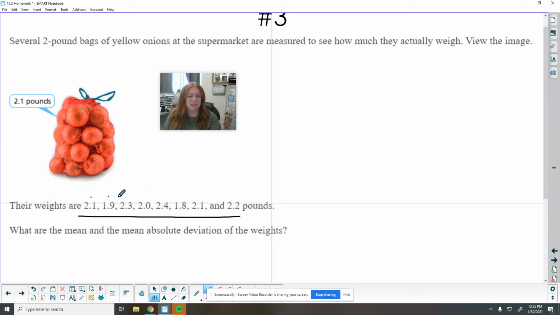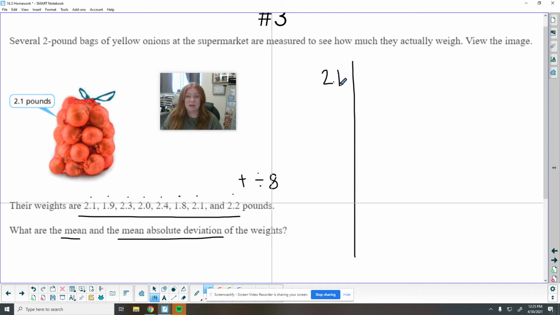So we have 1, 2, 3, 4, 5, 6, 7, 8 bags. So we need to find the mean and the mean absolute deviation. First we'll add these up and divide by 8. Once we have our mean, we added them up and divided by how many bags, which is 8. Now we're looking for that mean absolute deviation. So we're going to make our list here.